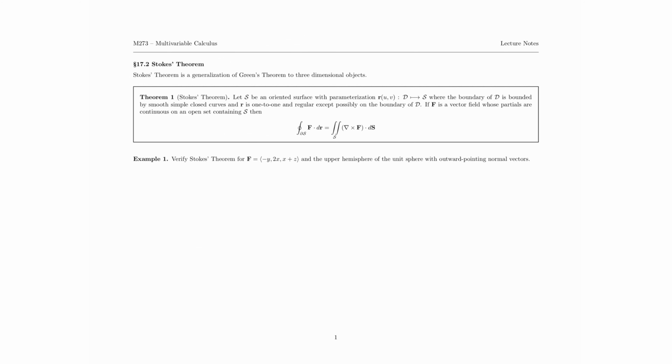All right, next example we have here, example 1, we want to verify Stokes' theorem for the given vector field capital F and for the upper hemisphere of the unit sphere with outward pointing normal vectors. So first thing we can do here is actually sketch this. So let's go ahead and sketch a hemisphere here. Not my best, but whatever.